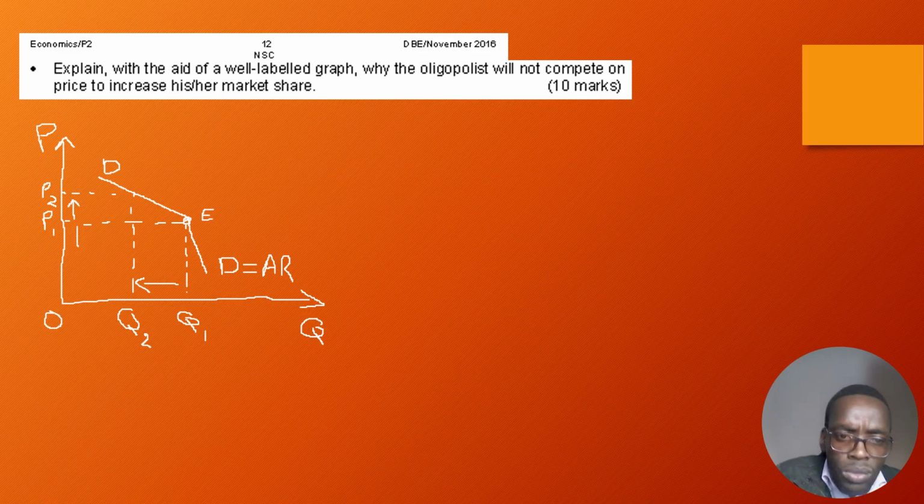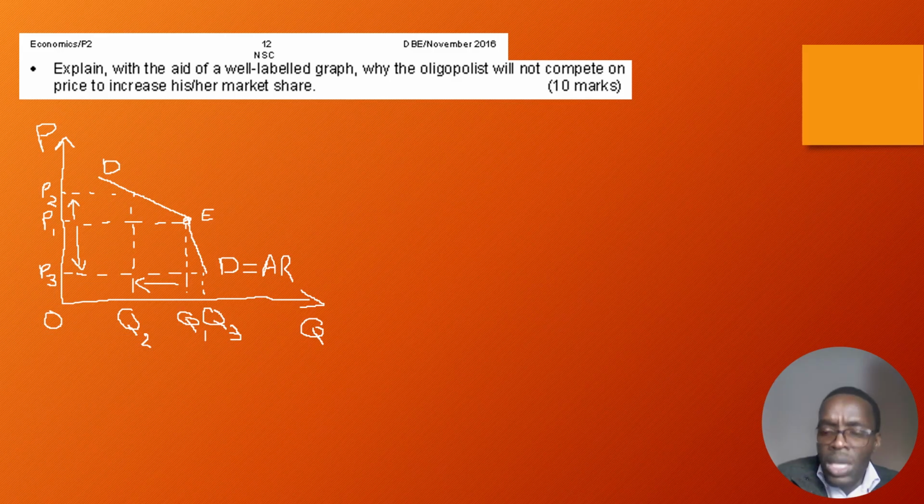maybe they reduce the price from P1 all the way down to P3. Okay, we are going to notice that the quantity demanded for the firm is just going to be Q3, and the price is P3. So when they decide to reduce the price to P3, what will end up happening is they are only going to make a little more in terms of sales.